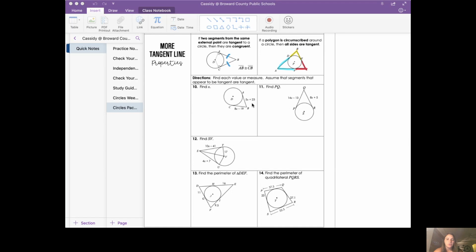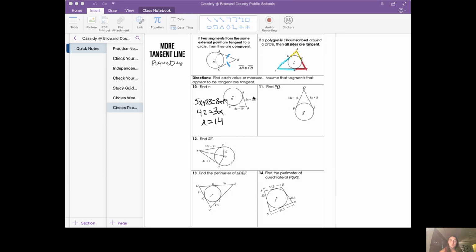All right, so let's try this. All that we need to do to solve for this is set them equal to each other. So 5x plus 23 equals 8x minus 19. Add 19 to both sides, subtract 5x. We're going to end up with 42 equals 3x. Divide by 3 on both sides, and we're going to get x equals 14.